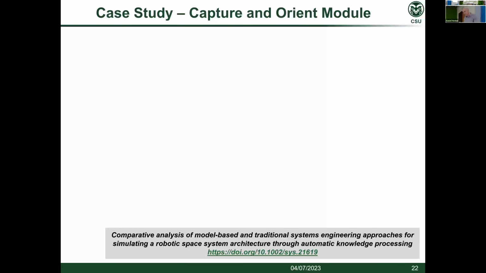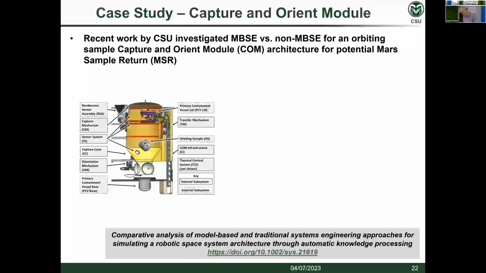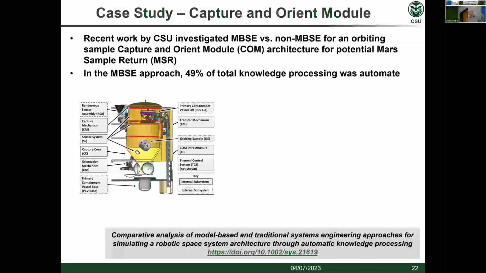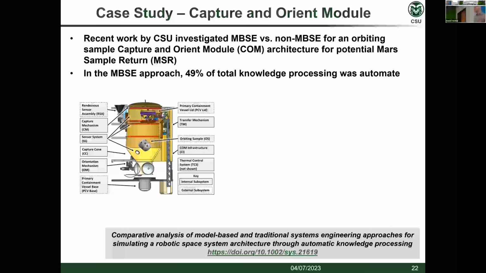Okay, the final case study we have here is this capture and orient module for a potential Mars sample return mission. This was done by some CSU students and faculty as well. I wanted to highlight this example. One key point I want you to take away from here is how much information is actually involved in developing complex systems. Having all that information not connected, not automated, not linked, the digital thread concept, can result in lots of burden to the engineers in maintaining that information and understanding the information, et cetera.